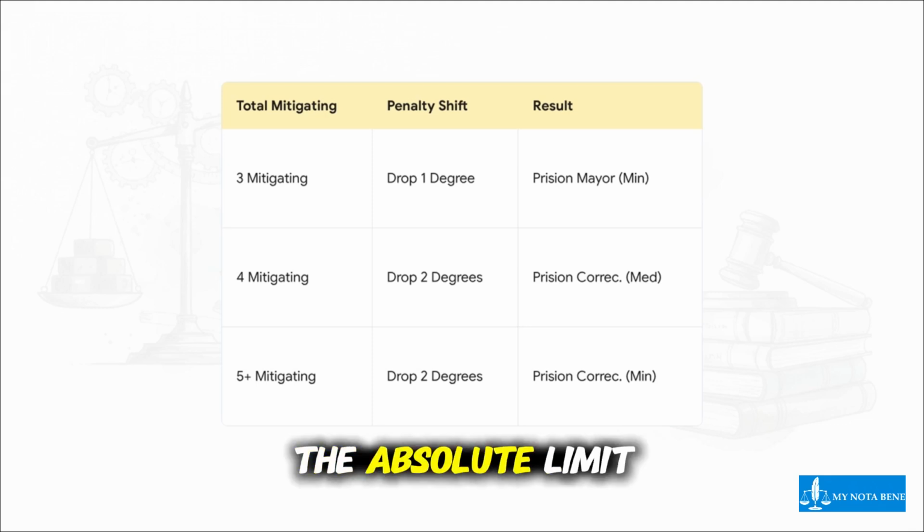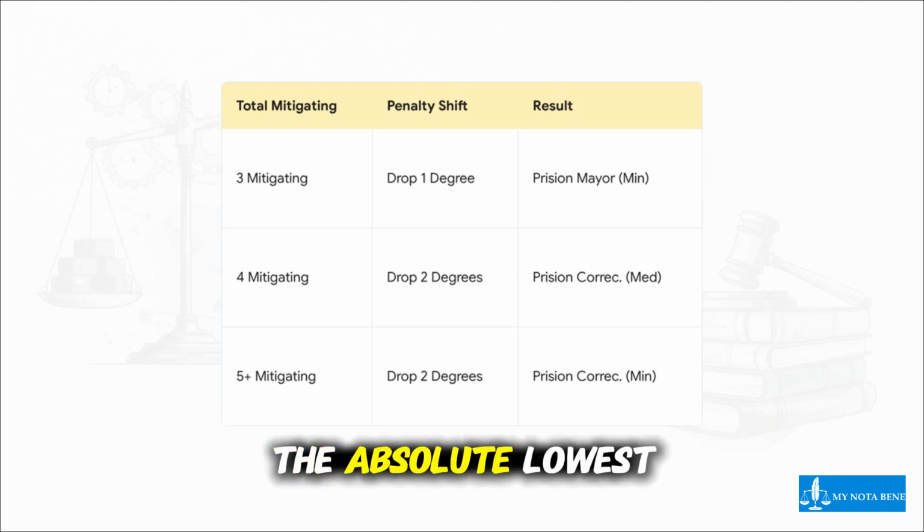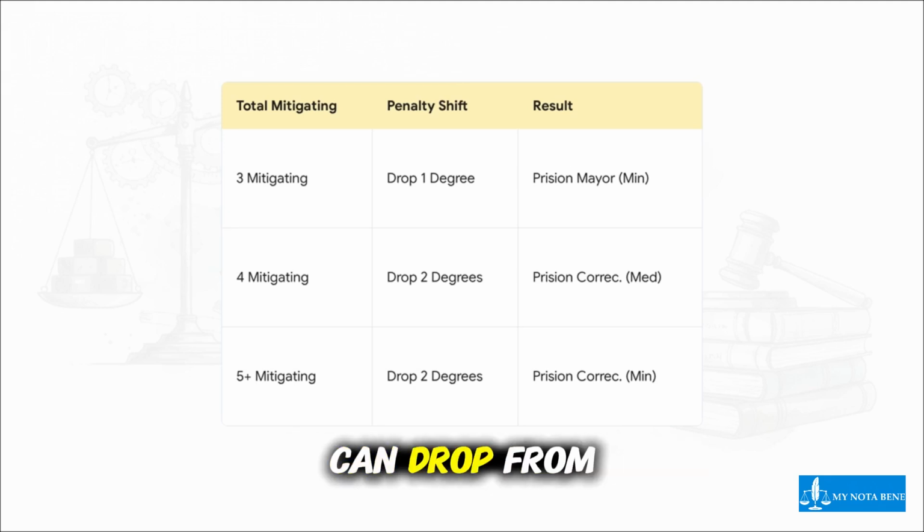But here is the absolute limit you need to know. The law only allows you to lower the penalty by a maximum of 2 degrees total. So whether you have 4 mitigating circumstances, 5, or even 6, the absolute lowest your maximum penalty can drop from reclusion temporal is 2 degrees down, landing on prisión correccional.